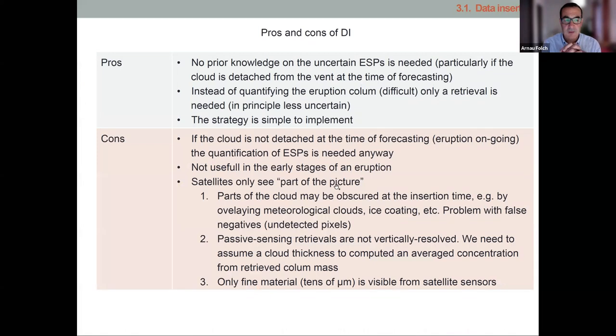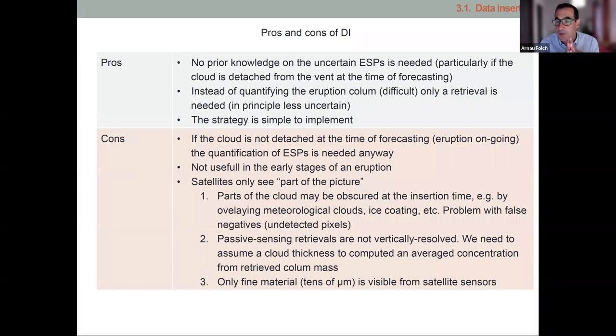So let's see a little bit the pros and the cons of this strategy. The main advantage is that, let's say, it removes the uncertainty in the eruption source parameters. And this is very useful particularly in the case where the cloud is detached from the vent when we do the insertion. What does it mean? It means that if when we do the insertion, the eruption has already ended, because the eruption has ended and we have one cloud that is detached from the vent, then we don't need any information on the eruption source parameters.